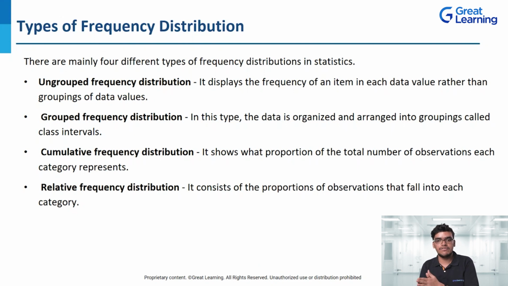Instead of writing one by one, I can arrange them in the form of groups, which are known as class intervals. I'll make class intervals from 0 to 10, 10 to 20, 20 to 30. This is known as the group frequency distribution.